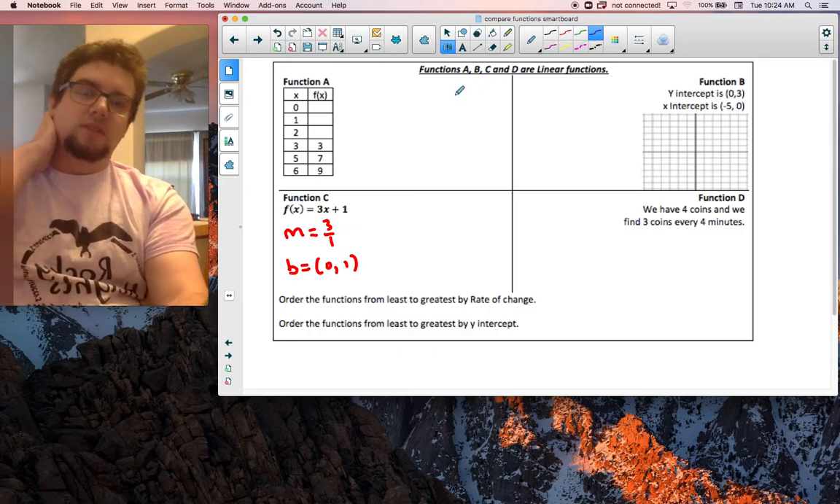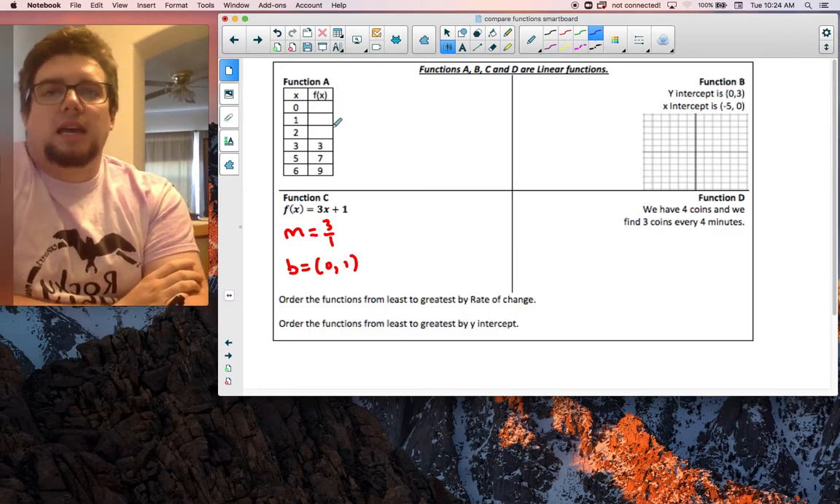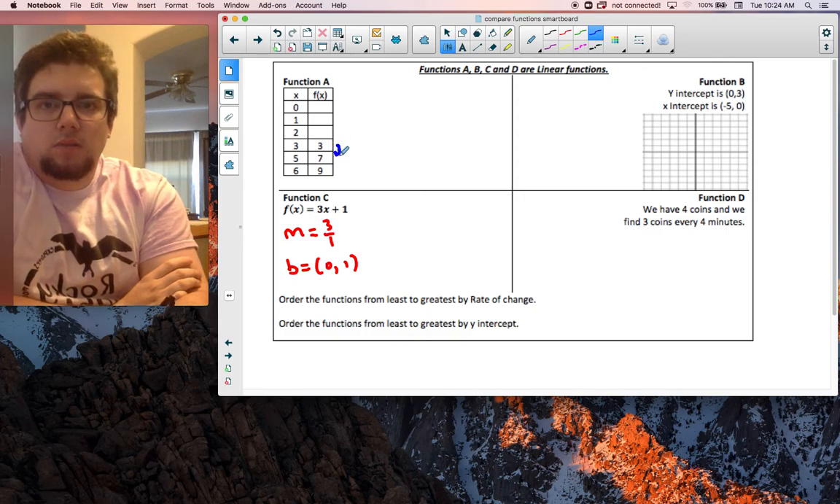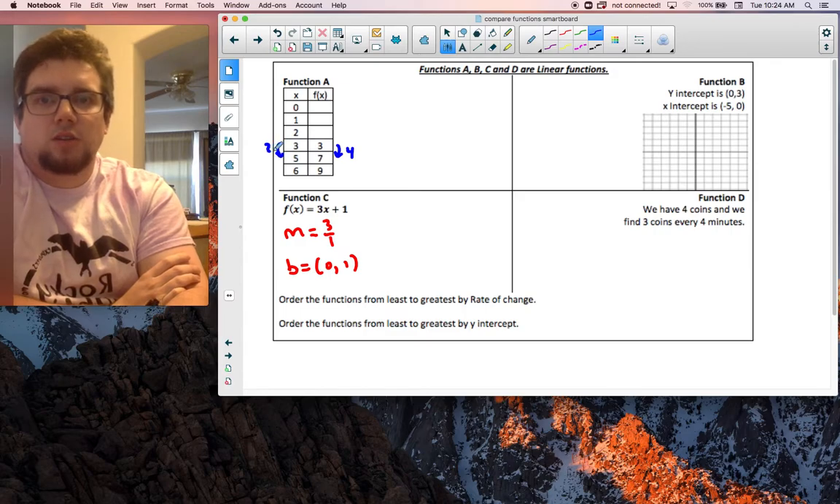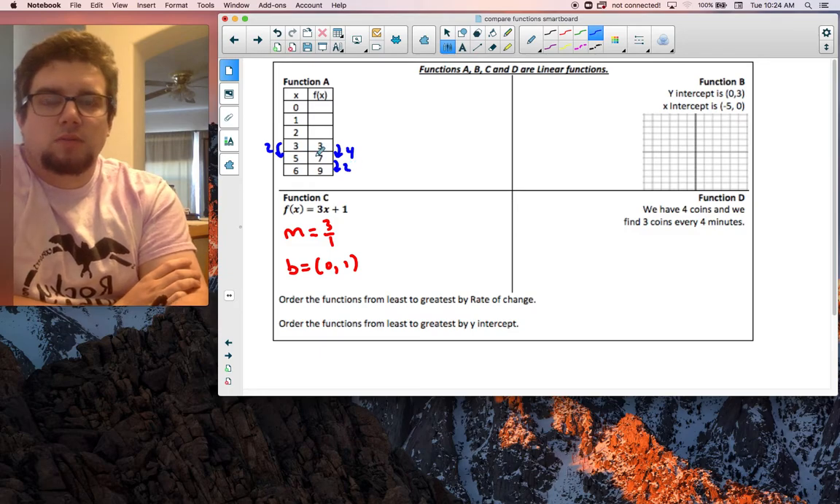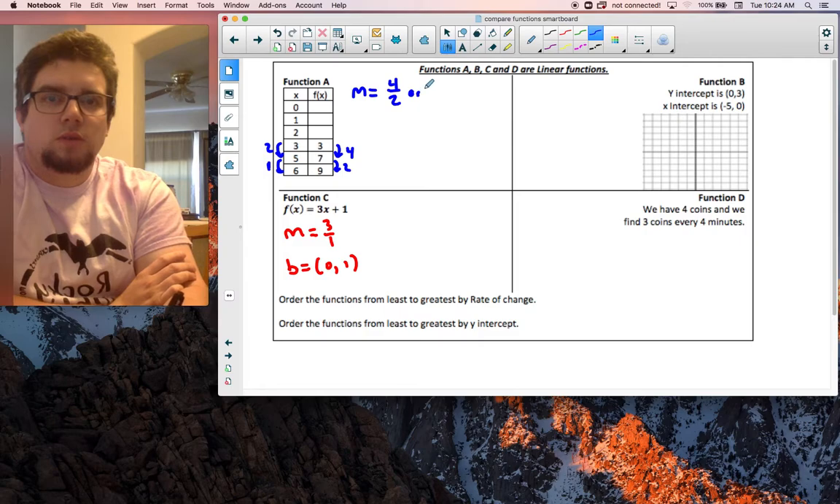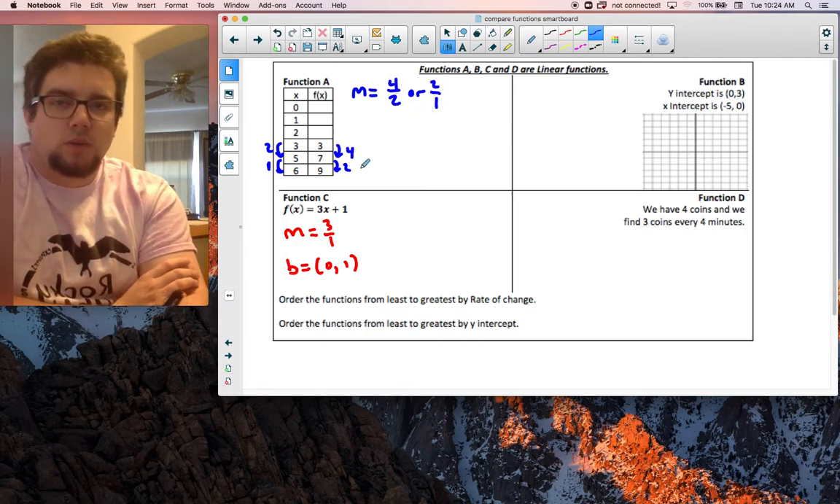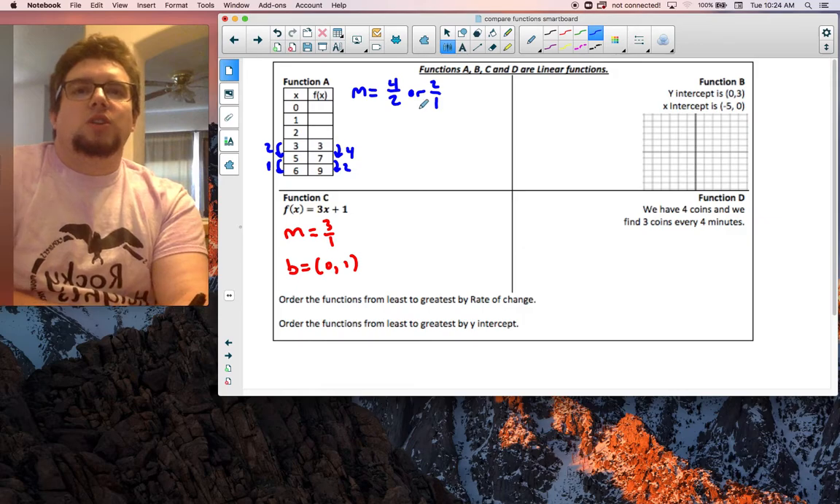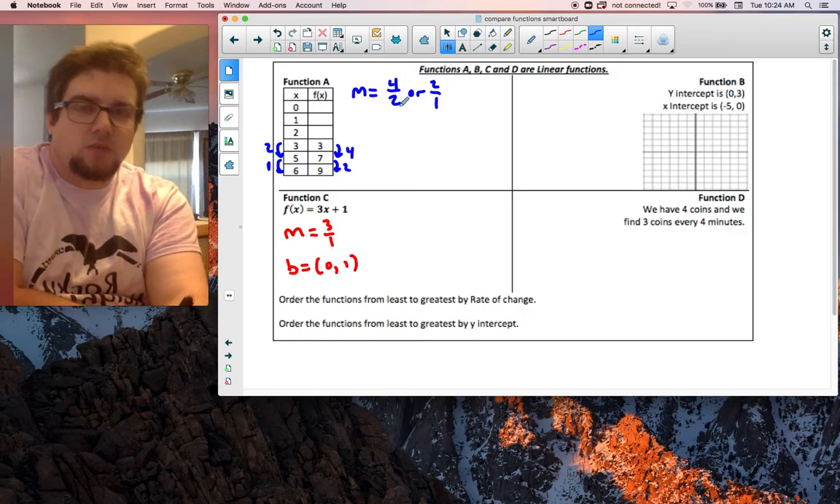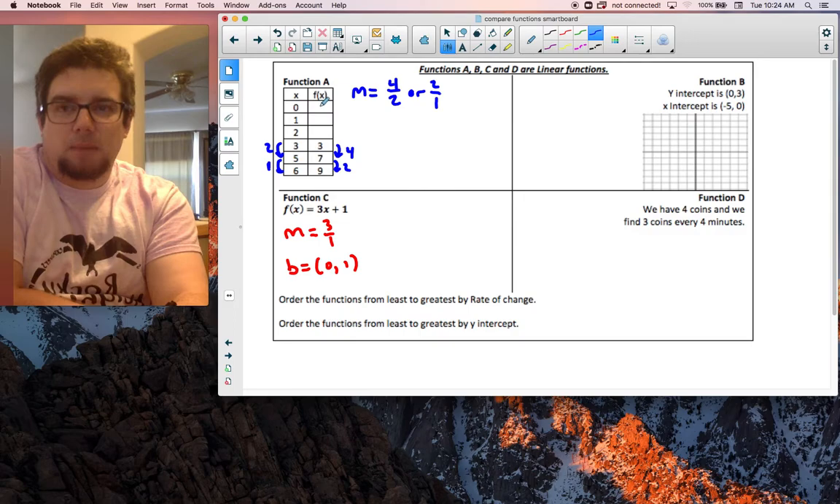So let's start with function A. Function A, from 3 to 7 is 4, from 3 to 5 is 2, and we might think something is wrong if we were to look at the next row. 7 to 9 is 2, but 5 to 6 is 1. That's the same ratio, so our slope is 4 over 2, or simplified to 2 over 1, which is what we see. We should be able to use this information right here to fill in the gap.